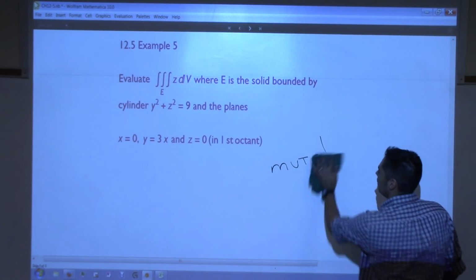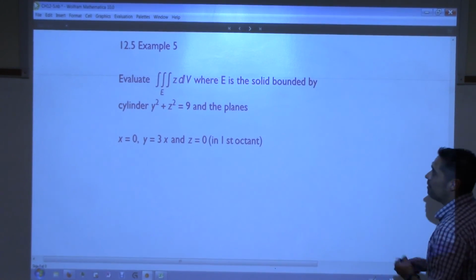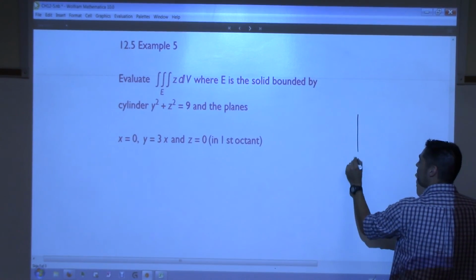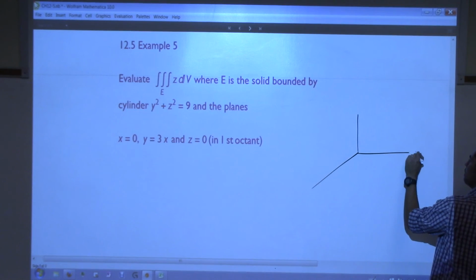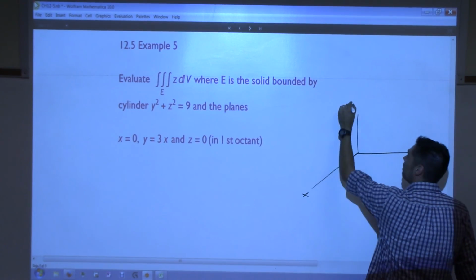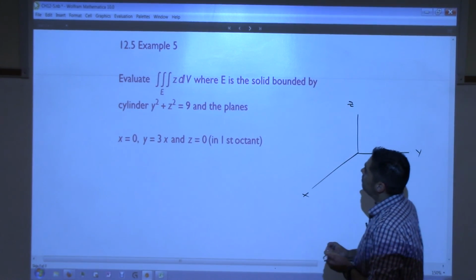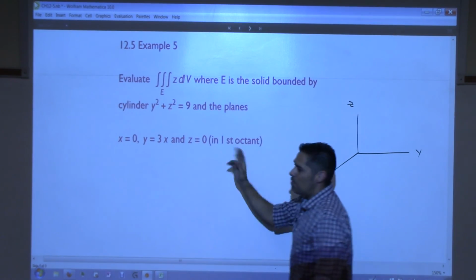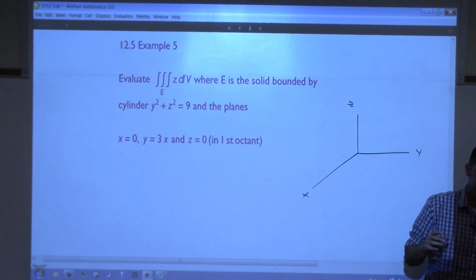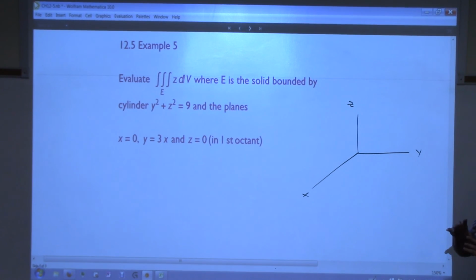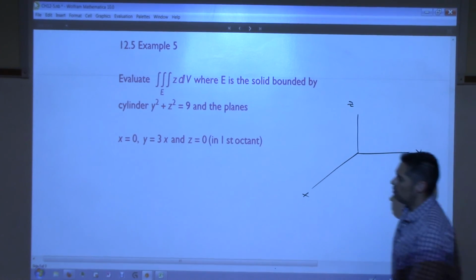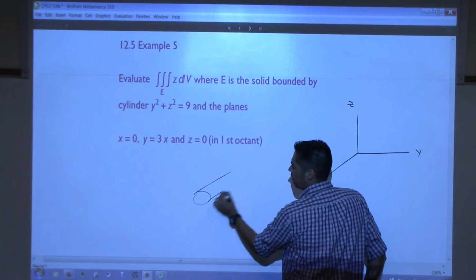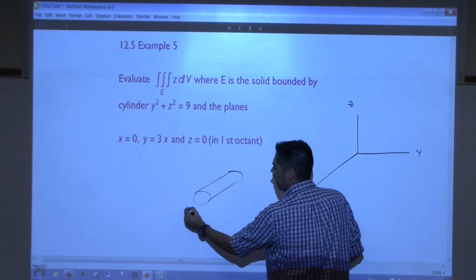Before we move on, I get to draw it in three dimensions. I have to know what these things look like. So it's enclosed by this cylinder. I gave you the hint that it's a cylinder, but you should recognize that as a quadratic surface. It's a cylinder, radius 3, opens out the x-axis, right? So it looks like this.